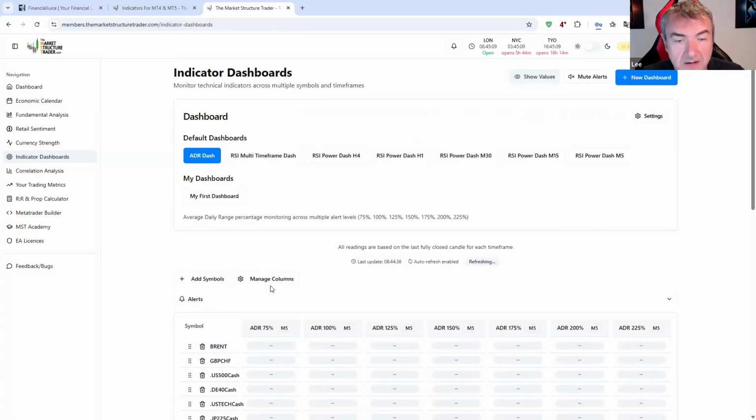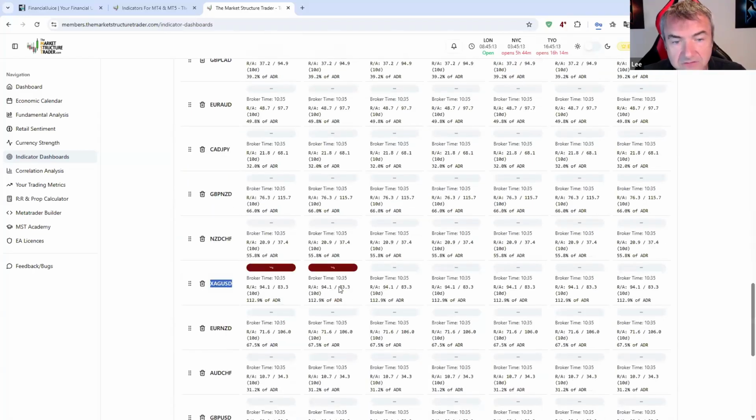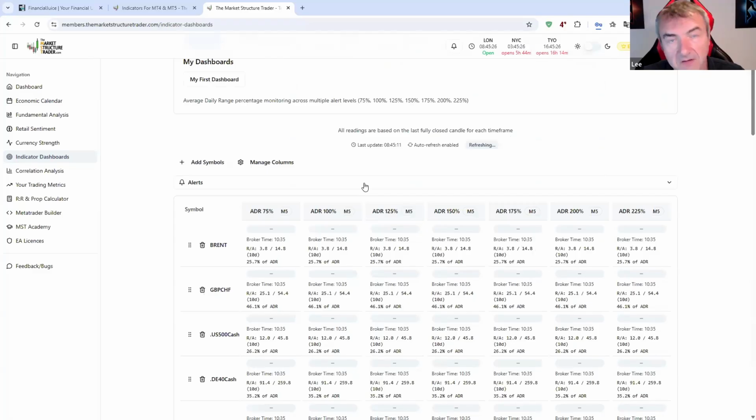And if you want to open that up, it will show you the values as well. The average daily range is 83.3 for the last 10 days, and we are currently sitting at 94.1. So that move has happened. It also shows you when that was last updated. That's broker time there, 10:35. It's roughly 8:30, 8:40 odd.